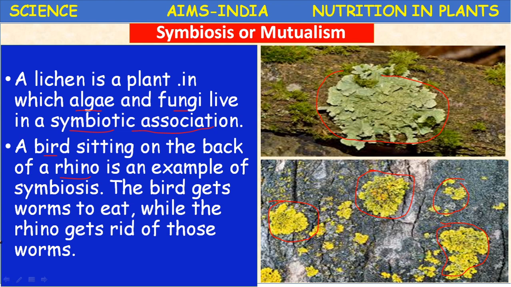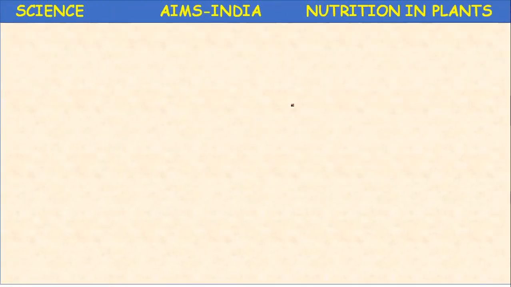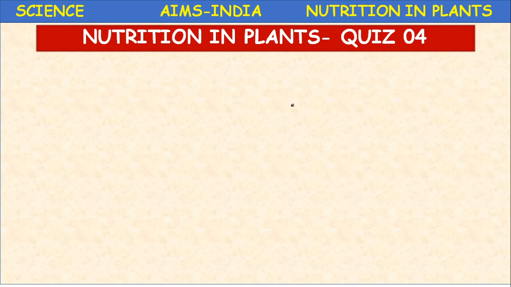Algal thallus and fungal thallus combine to form the lichens. Okay, these are the lichens. So let us proceed. So this is today's topic about symbiosis and the insectivorous plants. So let us test ourselves.